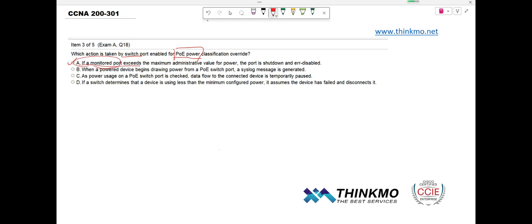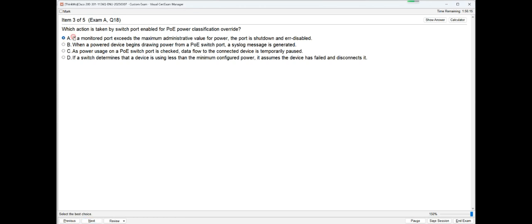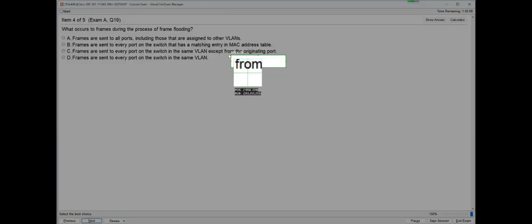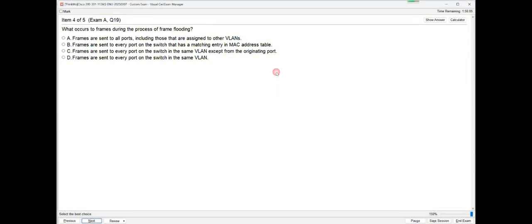Because if the port being monitored has its power exceed the maximum management value, then it will be shut down, entering an error-disabled state. This is the condition, and this is the result. For this question, the answer is option A. All right, let's look at question 4.